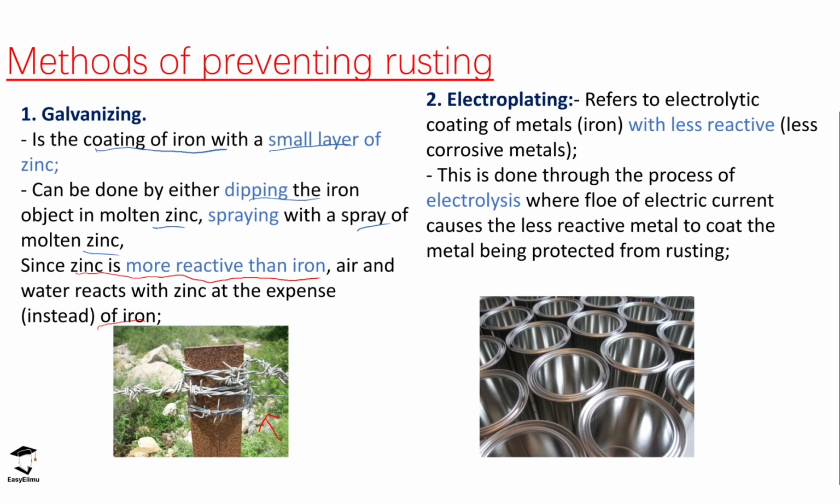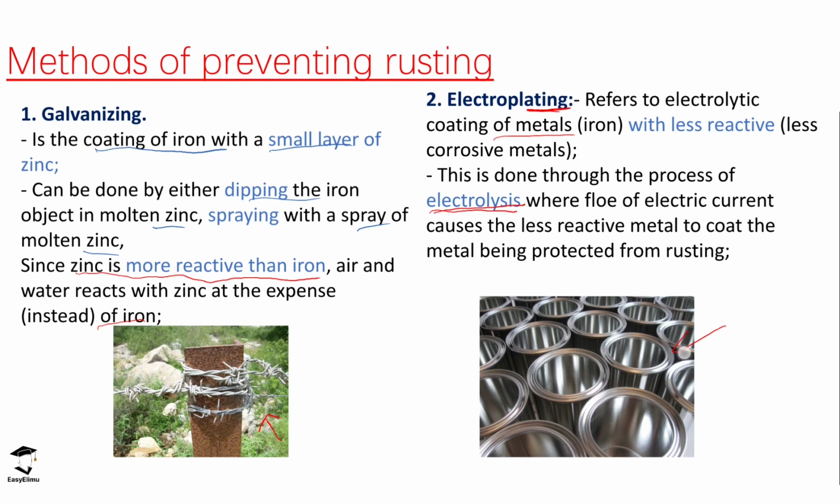The second method is electroplating. Electroplating is coating iron with other metals using electricity. It usually occurs in a process we refer to as electrolysis. You are going to learn this more later on when you get to Form 4, and we're also going to look at an example later on. But one of the common examples is tin coating, coating iron with any less reactive metal like tin.